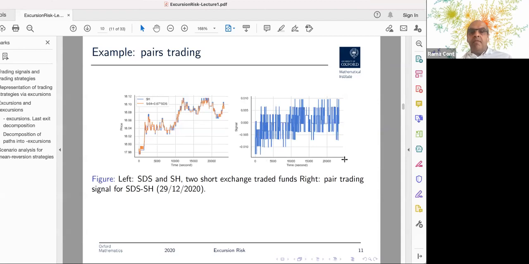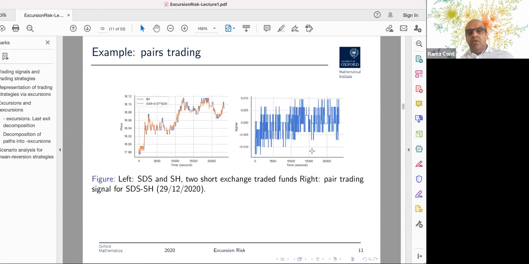Time is in seconds. What you see is that this one is much more mean reverting than the Coca-Cola Pepsi example. So if you look at zero, it's going to cross zero many, many times during the day. It's really very frequent crossings of zero. So if you say change your position every time, for example, you hit minus 0.005 or plus 0.005, you're going to do hundreds of trades during this particular day. Okay, so this is again an example of a pairs trading signal.